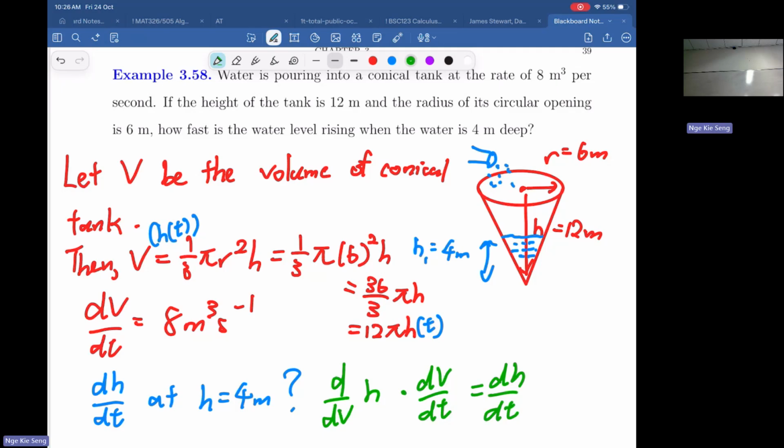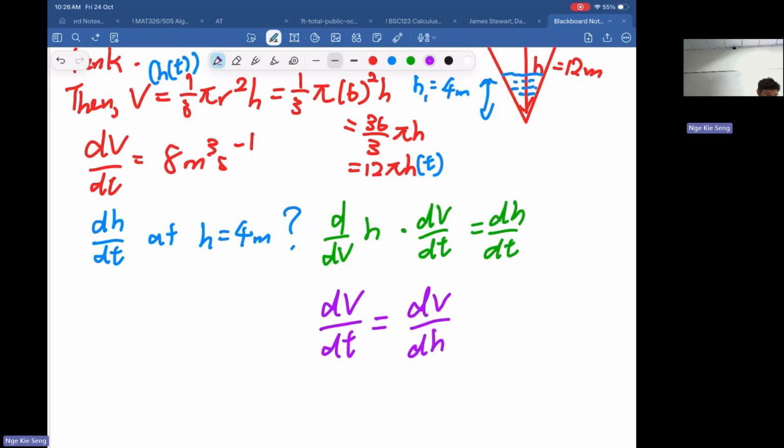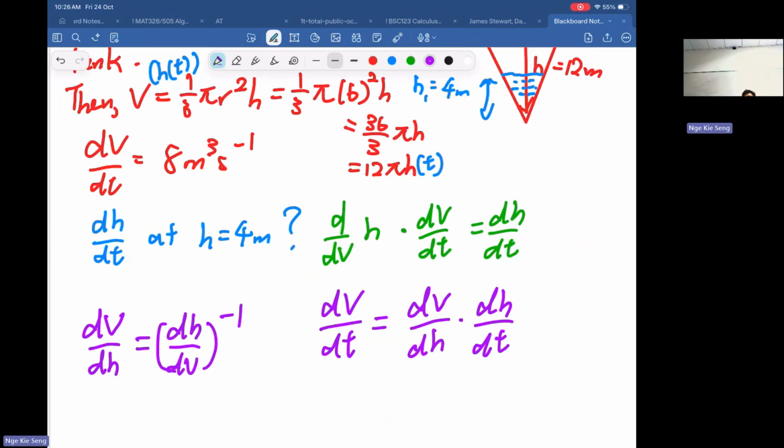Okay, so it's better that you do this: dv over dt equals dv over dh times dh over dt. So the question is, is dv over dh equal to dh over dv inverse? Is this true? You sure this is true?